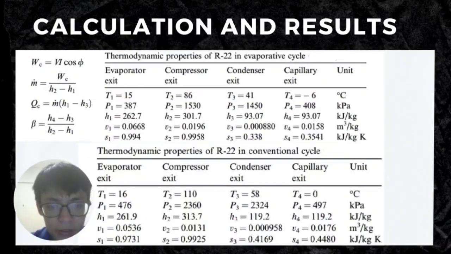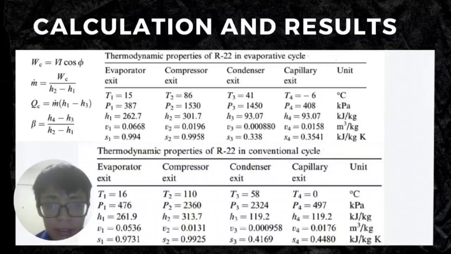These two tables show the thermodynamic properties of the refrigerant in the conventional and evaporative runs, especially based on data from the journal. Actual power consumption can be obtained by using equation 1, since the voltage, current, and cost data are known. Mass flow rate can be obtained by equation 2.